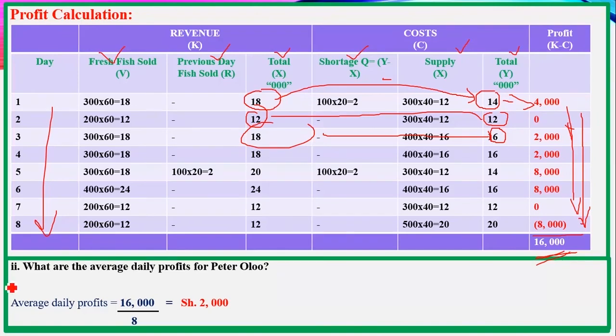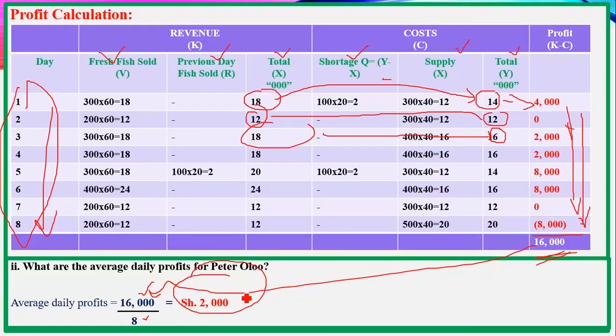Then that takes us to part 2 of the question, which is saying, what are the average daily profits for Peter Olo? To get the average, we normally take the total divided by the number of items. The number of items here is 8 days. So that is 16,000, which is the total profit, divided by the total number of days, which is 8. So 16 by 8, we are going to remain with 2,000. So on average, Peter Olo makes a profit of 2,000 shillings every day.